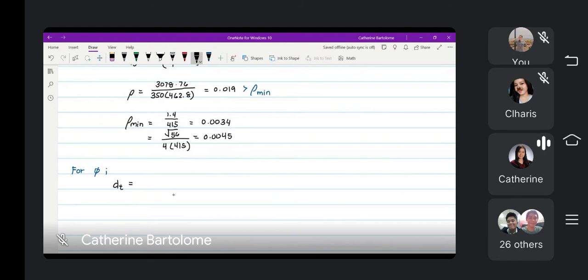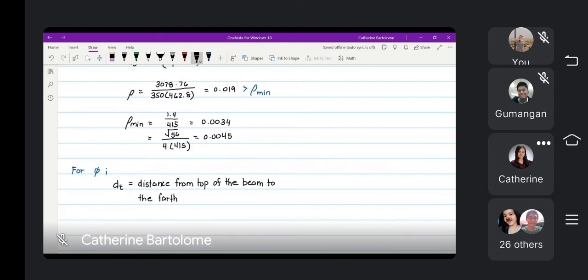Your dt is the distance from the top fiber of the beam up to the farthest tension bar. Yes, so distance from top of the beam to the farthest steel bar. Okay? So, ano yung dt natin?